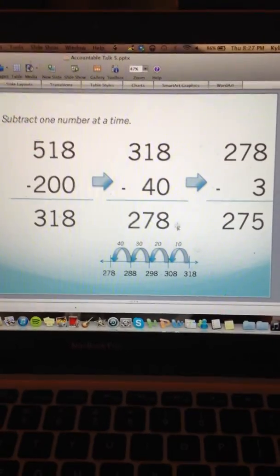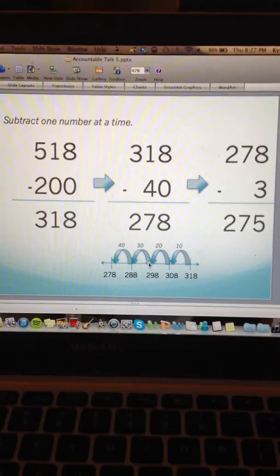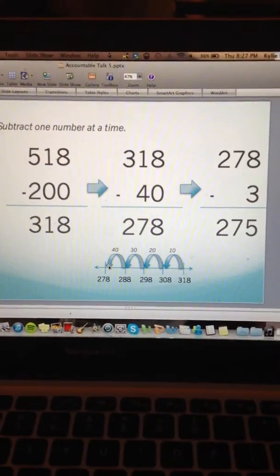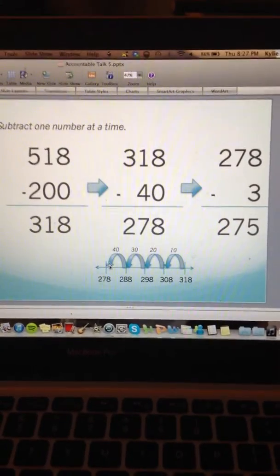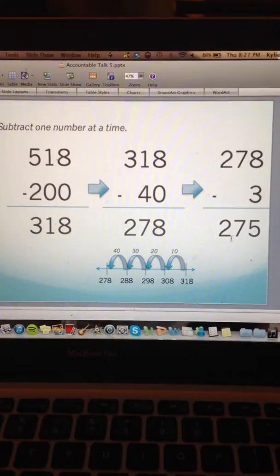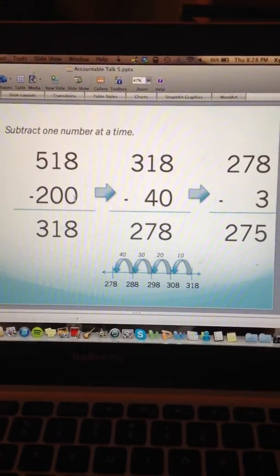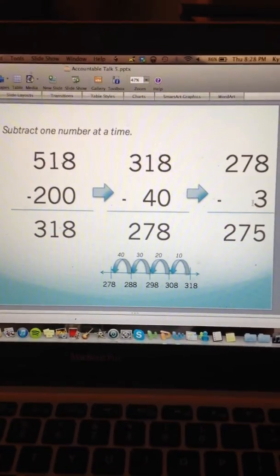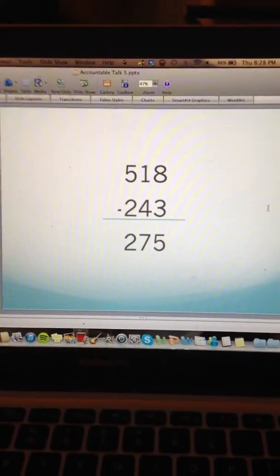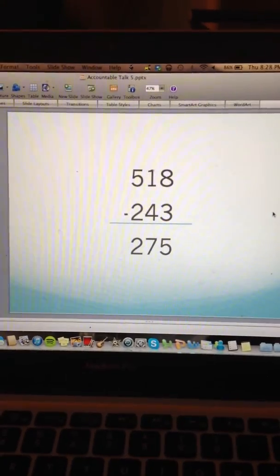You could use a number line like the one here on the bottom to count back by 10 until you've taken 40 away from 318. You find 278. Then you take that answer and you subtract 3 from it. So you have 278 minus 3, and you find 275. Now if you look at the screen, you see that we subtracted by 243. Your answer would look something like this, and you find the exact same answer that you would if you were to subtract from the ones, tens, and hundred column.